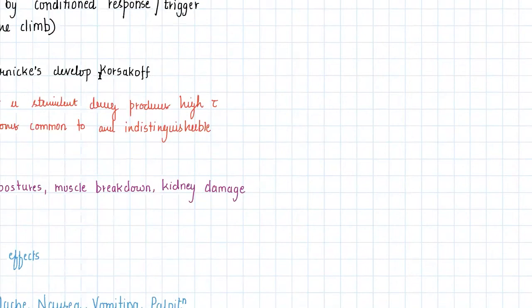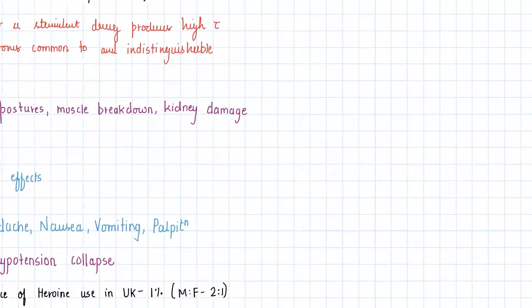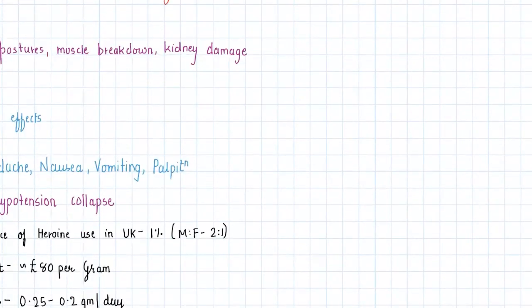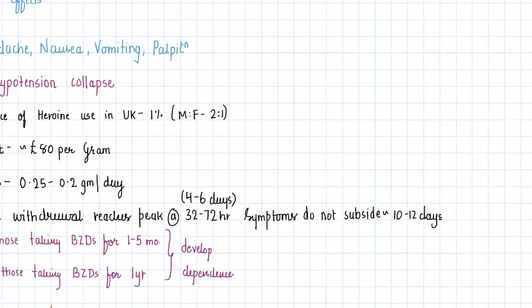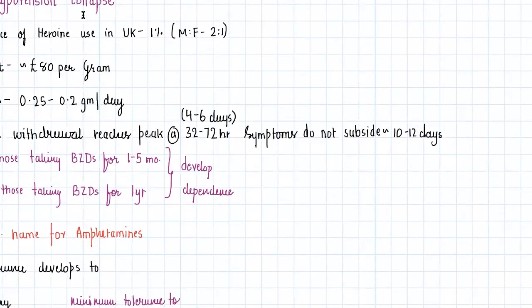80% of people with Wernicke's will develop Korsakoff. Amphetamine is a stimulant drug which produces a high with psychiatric symptoms common to and indistinguishable from schizophrenia. So this is how I differentiate between a stimulant and a hallucinogen, isn't it? If you have psychotic symptoms, you would want to go with amphetamine. If you have perceptual abnormalities, it is likely that it might be LSD or a hallucinogen. Then you obviously have PCP, which can cause bizarre postures, muscle breakdown, kidney damage, etc. Disulfiram has unpleasant side effects: flushing, headache, nausea, vomiting, palpitation. A high dose of it can cause hypotension and collapse.